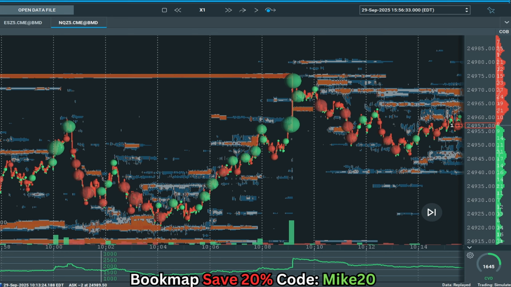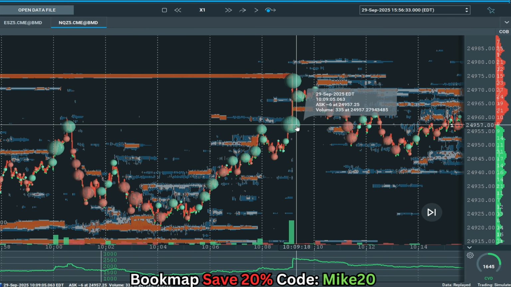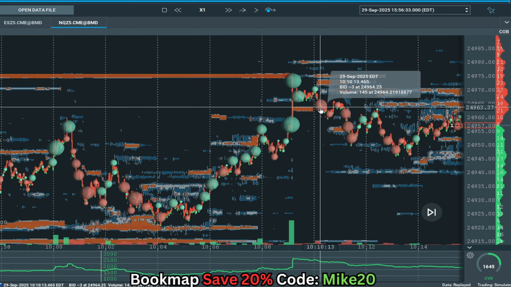Just think about the bigger the bubbles, the more aggression to that side. So if it's a green bubble, the more aggression to the buy side. If it's a red bubble, the bigger it is, the more aggression to the sell side.